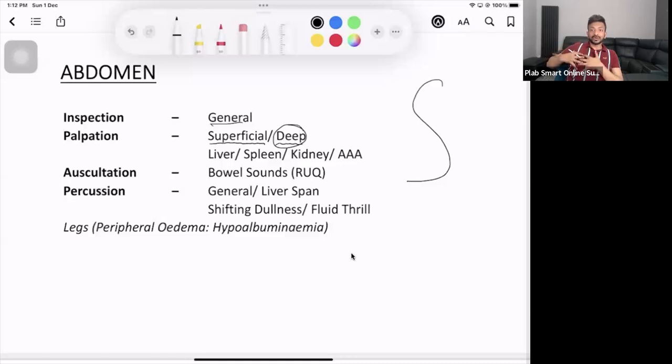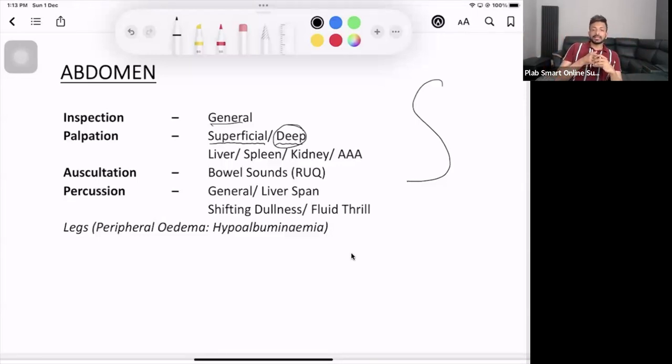So is it resonant or what? If it is resonant, when you're going to go to the liver, it will become dull. Same thing, you start from down there as well. It's tympanic, it becomes dull. Dull, that's your liver. And then you can check it with the measuring tape, how much is the size of the liver. That's how you can do it.